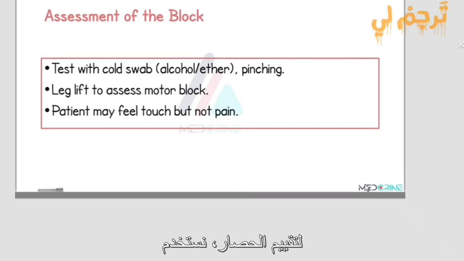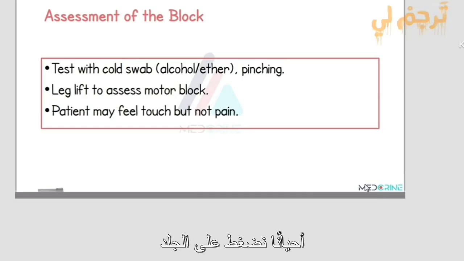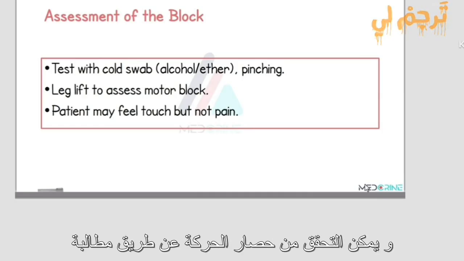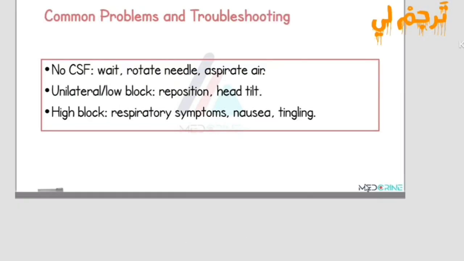To assess a block, we use a cold sensation with alcohol or ether, or sometimes we pinch the skin. And a motor block can be checked by asking the patient to lift their legs. And remember, the absence of pain doesn't always mean there's an absence of sensation.